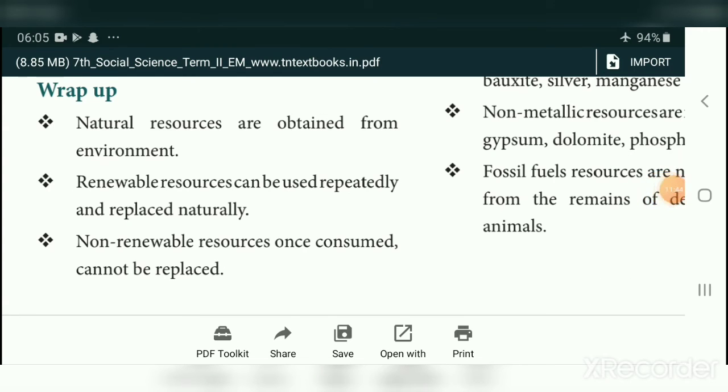Students, we have completed the first lesson in Geography 1, that is resources. In previous classes, we studied the renewable resources, and yesterday we studied the non-renewable resources and their three types: metallic resources, non-metallic resources and fossil fuel resources. Let me see the summarized points. Natural resources are obtained from nature or the environment. Renewable resources can be used repeatedly. We can reproduce them again and again. Non-renewable resources, once used, cannot be replaced.